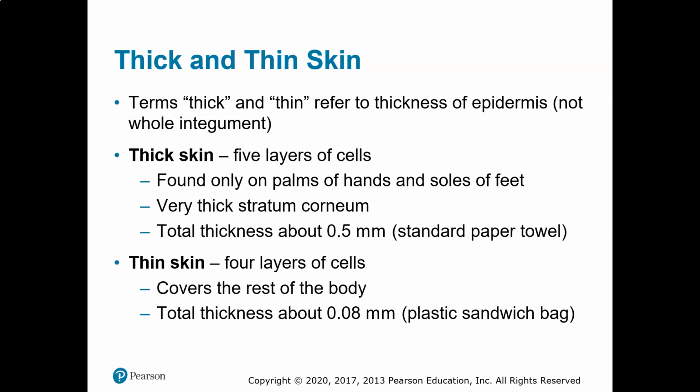Thick and thin skin. Basically, all over your body you have skin, and most of it is thin skin. And thin skin contains 4 layers of cells. The thick skin contains an extra layer of cells, and also the stratum corneum, which is the most superficial layer, is very thick. And then the thick skin also contains an extra layer called the stratum lucidum. So that gives it 5 layers of cells. And where you find thick skin is on your palms and your soles.